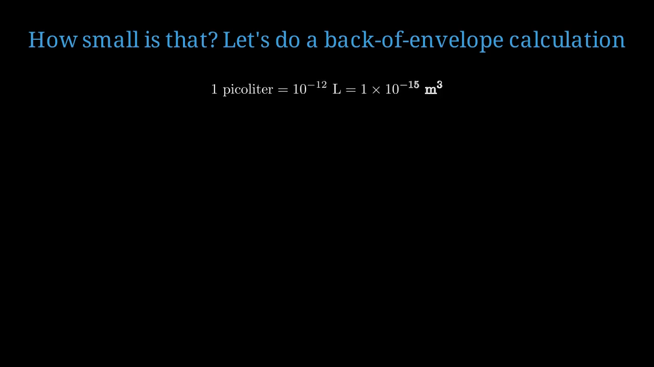How small is that really? Let's do a quick back-of-the-envelope calculation to put this in perspective. 1 picoliter equals 10 to the minus 12 liters, which is 1 times 10 to the minus 15 cubic meters. If we calculate the diameter of a spherical droplet with 1 picoliter volume, we get approximately 12.4 micrometers. That's about 1/10 the diameter of a human hair.